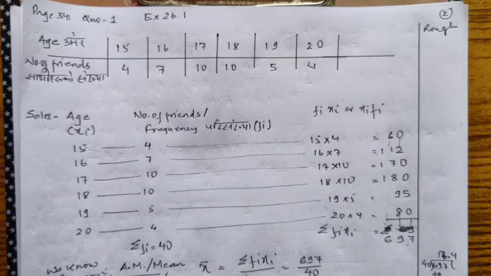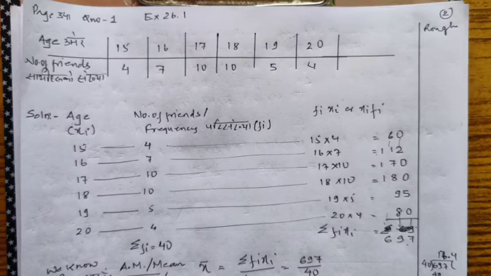Make three tables. The first table will be age, second table will be number of friends, and the third table will be fi xi. So age will take the value of xi always, and your number of friends, that's a frequency, will take fi. So we just have two things, fi and xi. If you identify fi, then another one will be your xi. So put all the values, and fi xi, or xi fi, means multiplication of fi and xi. So can you see the first one? 15 into 4 equals 60.